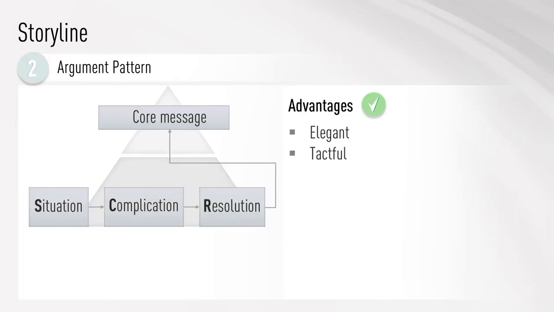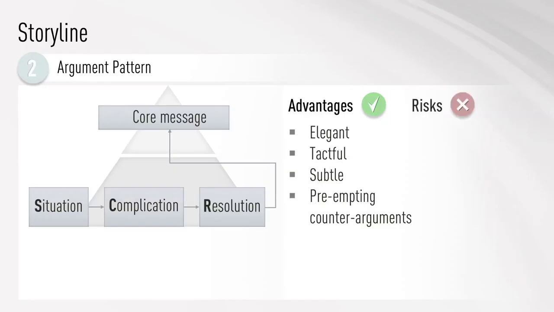Your reasoning sounds more subtle. You can preempt counter-arguments in your complication discussion. However, you must convince your audience at each step to make sure that they buy into your core message. If they disagree with the situation or the complication, this throws a wrench in the whole reasoning.